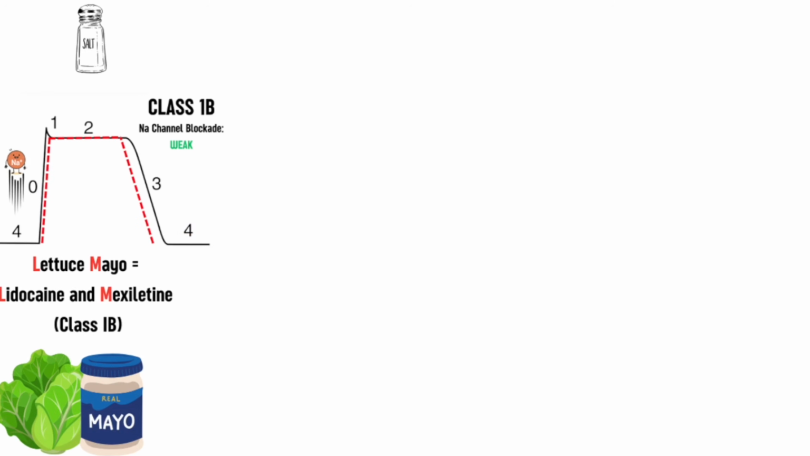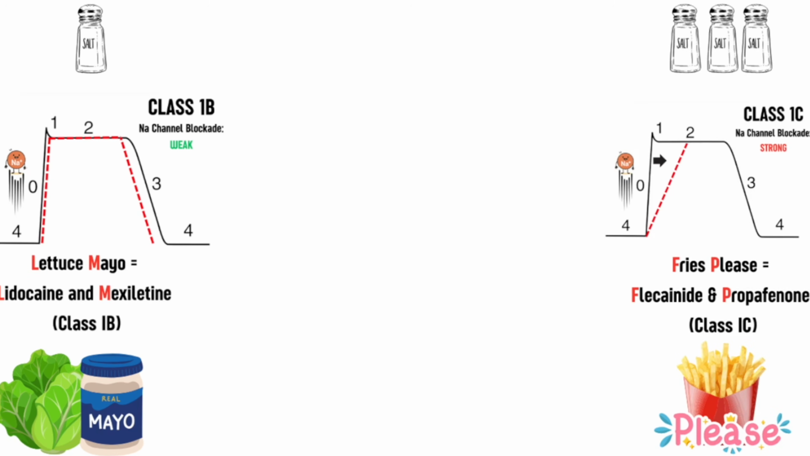So lettuce, mayo, right? So class 1B, lidocaine and mexiletine have the least sodium channel blocking activity. Next, which of these foods has the most salt? The fries. So fries, please. Class 1C, flecainide and propafenone exert the most potent sodium channel blockade among the class 1 agents.